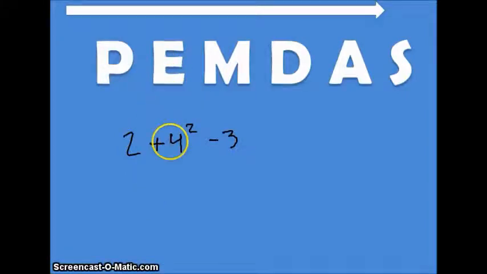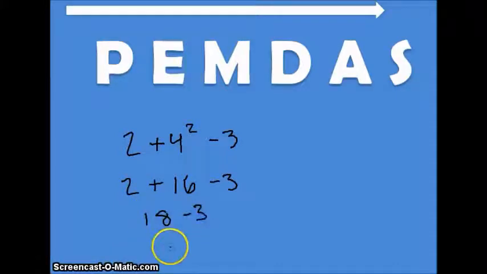So exponents would come before addition and subtraction. So 4 squared is 16. Okay, and this should be just a simple review. 2 plus 16 is what? It's 18. Minus 3, 15. So 15 is our answer using PEMDAS.